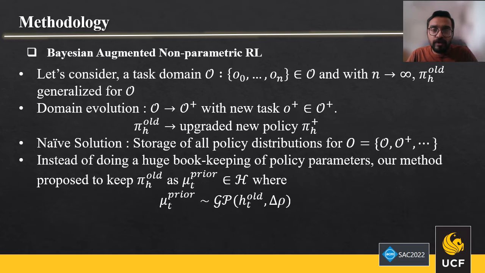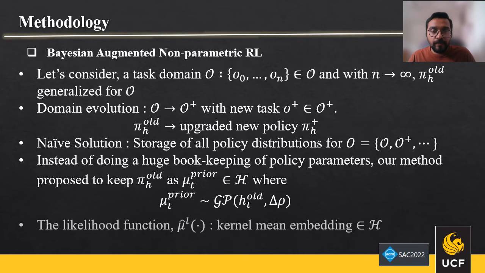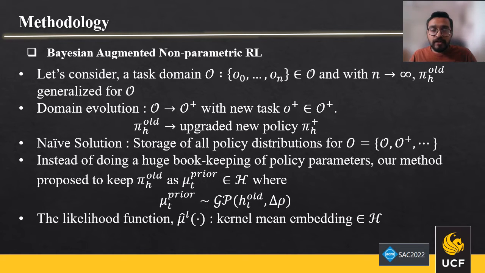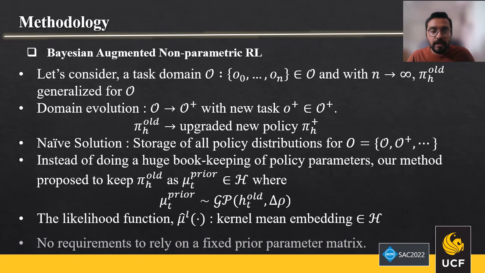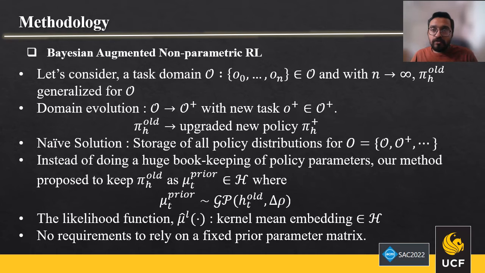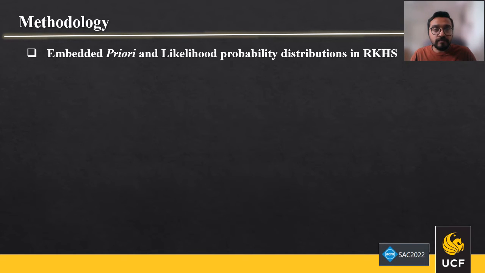So instead of doing huge bookkeeping of large policy parameters, our method learns a kernel-based representation through the prior embedding of pi h old, and this works through a Gaussian process. To have the likelihood function in the same RKHS, we also learn a kernel mean embedding for the likelihood function, and the blessing here is that we don't need to rely on a fixed prior parametric space.